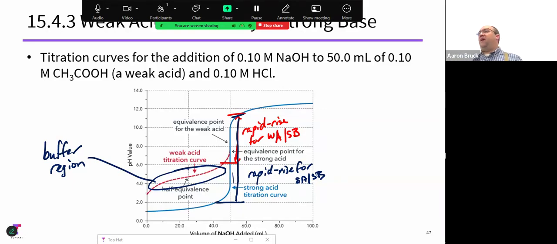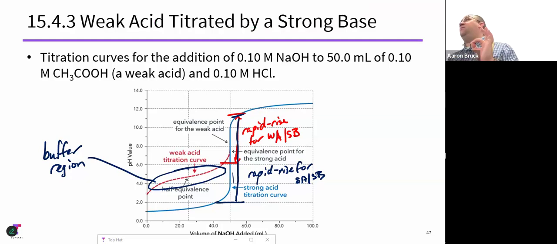As we titrate strong base into that weak acid, the moment we start to add that strong base to the weak acid, we've started to create a buffer. And so what we're going to see with that buffer is this gradual creeping up rise in pH as a result.